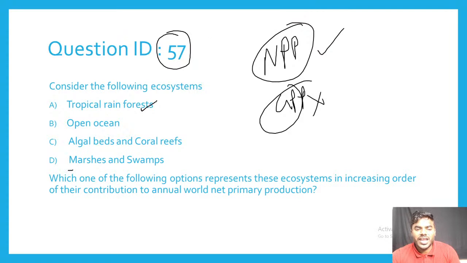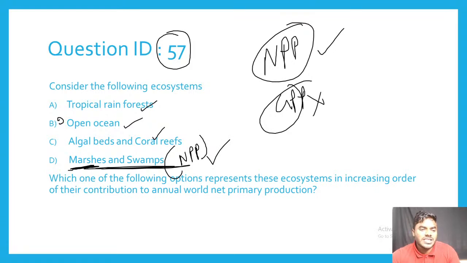When compared to the rainforest, open ocean, algal beds, coral reefs, marsh regions and swamp region, they will give the more amount of the NPP. Then followed by the second is open ocean, third is the tropical rainforest, fourth is the algal beds and the coral reefs. So the first one will be the marshes and swamps. Don't get confused with that, friends. Okay, good. The answer is D, marshes and swamps. Don't confuse.